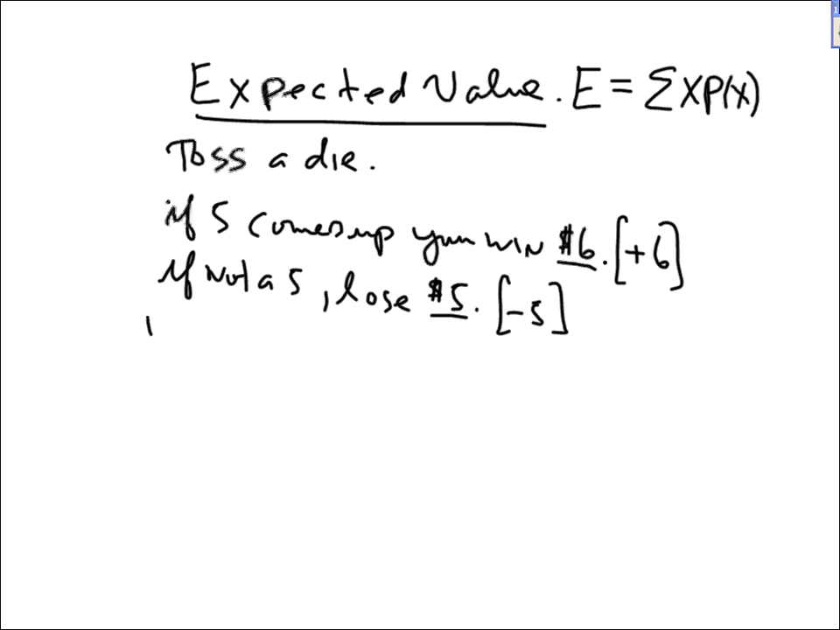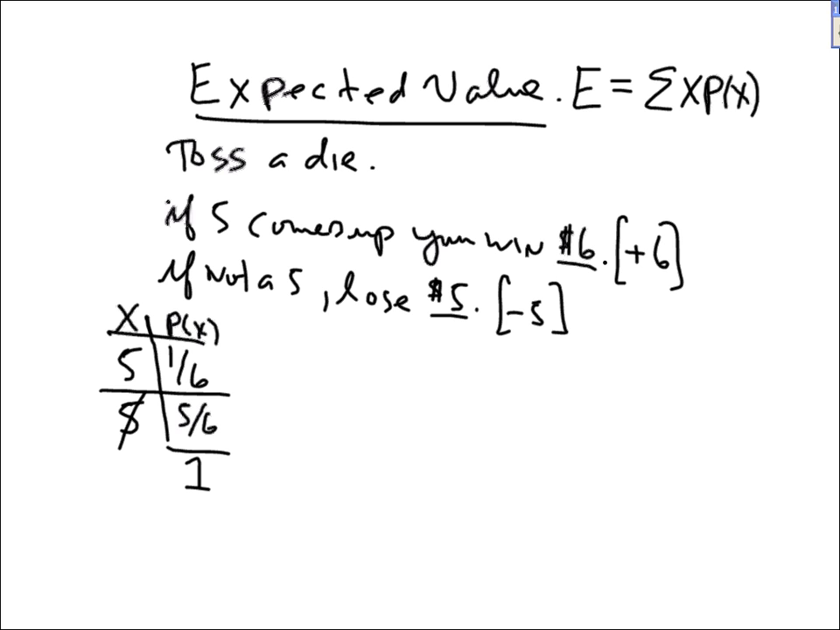Now, let's make up our distribution table. Get a 5, and let this symbol represent not 5. The probability you get a 5 when you toss a die is 1 out of 6. Probability you don't get a 5 is 5 over 6. And notice 1 over 6 and 5 over 6, they add up to 1. Okay, those are the probabilities. So how much do you expect to win or lose?